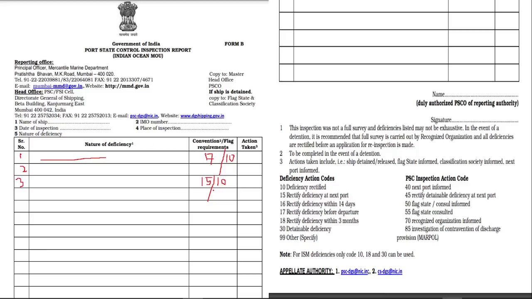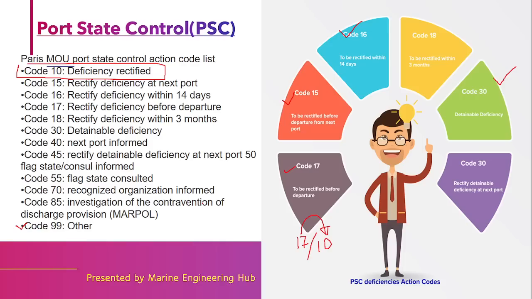So this is the form B, the form where the ship's deficiencies are written by the PSC officer. If a PSC officer comes on board and has not given you a single deficiency, it works very well for your company.